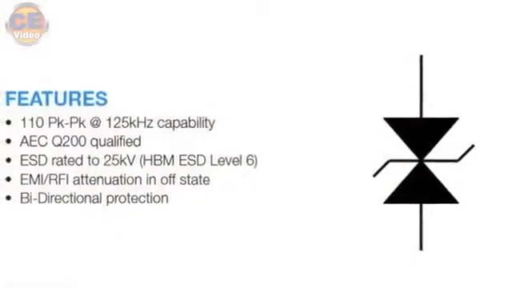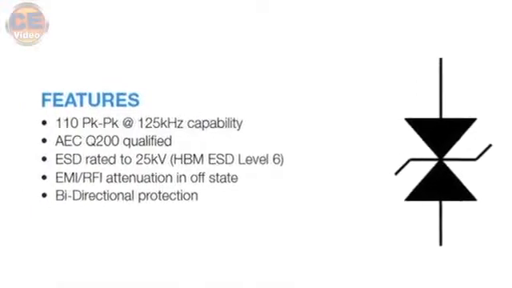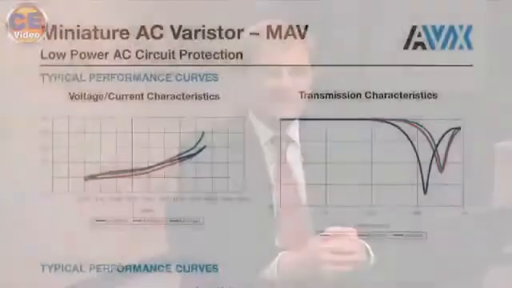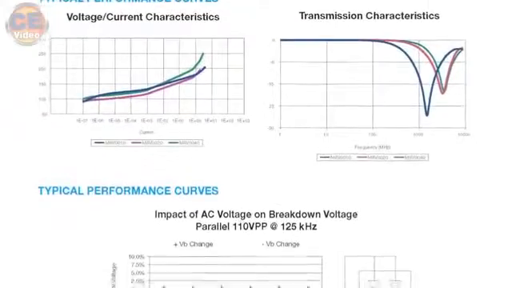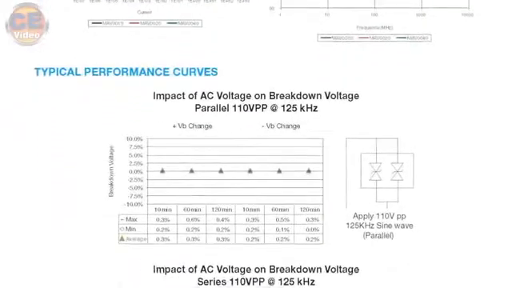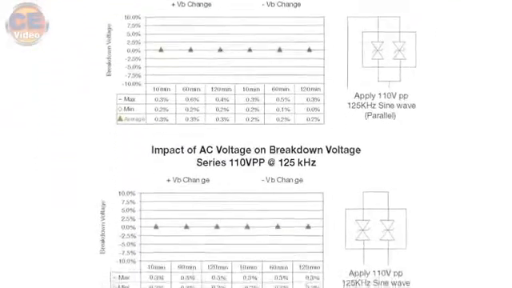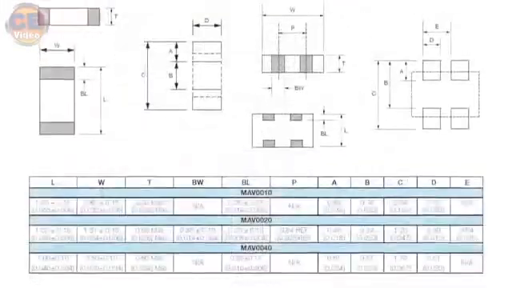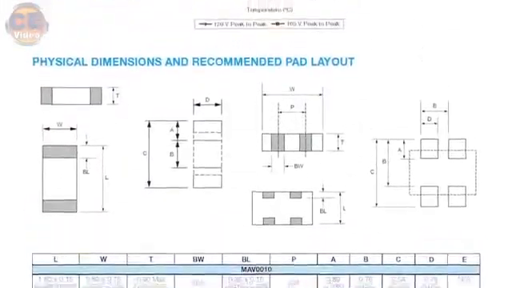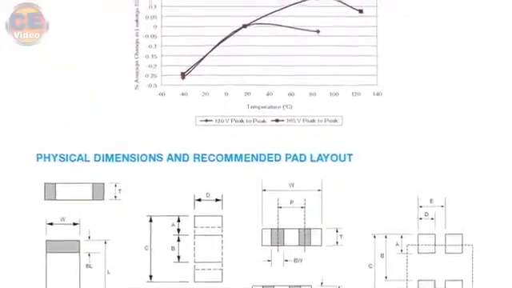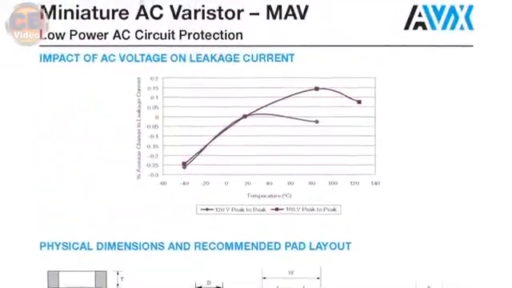So these devices are basically the equivalent of a back-to-back diode with a capacitor in their off state, and their most common use would be in immobilizers for automobiles. They're AEC Q200 qualified, or in other cases they may be useful in some AC applications which are small power. From a characterization point of view, we characterize them at 110 volts peak to peak at a frequency of 125 kilohertz. The devices could take a 25 kV ESD human body model, and in the off state, as we said, they're an EMI filter.